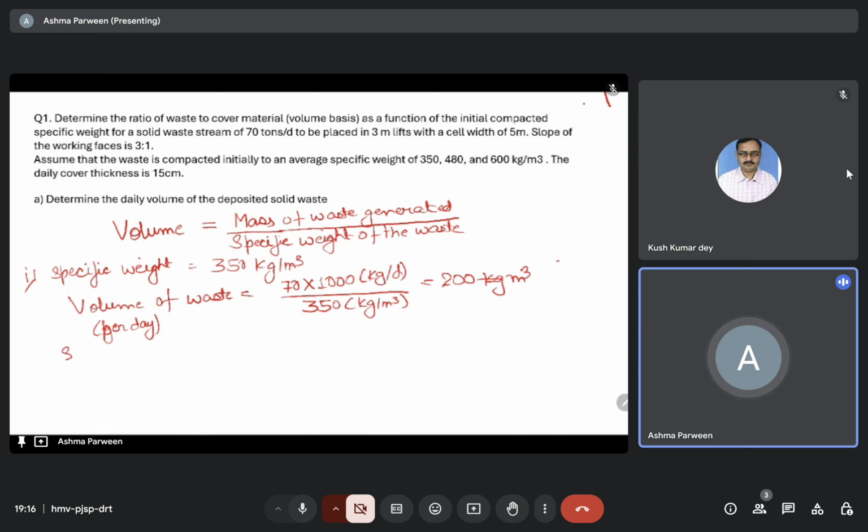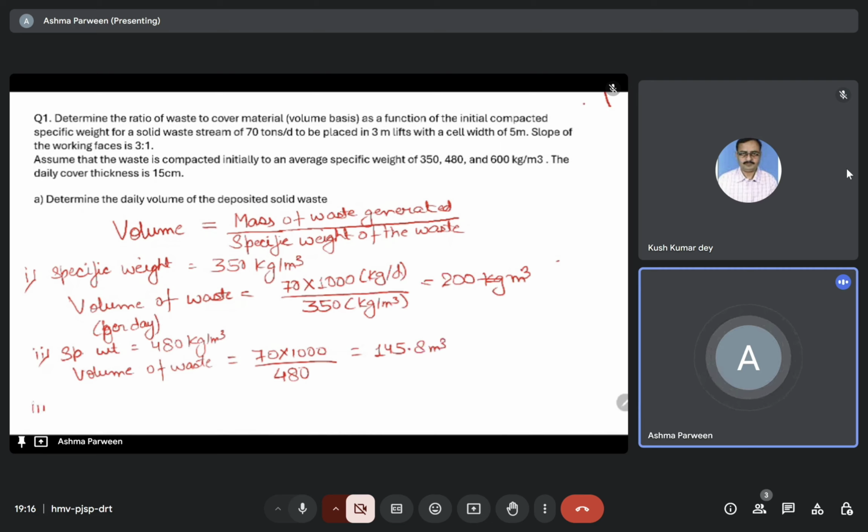If the specific weight is given as 480 kg per meter cube, then the volume of the waste to be placed into the landfill, to be deposited, will be 70 into 1000 upon 480. So it's coming out to be 145.8 meter cube.